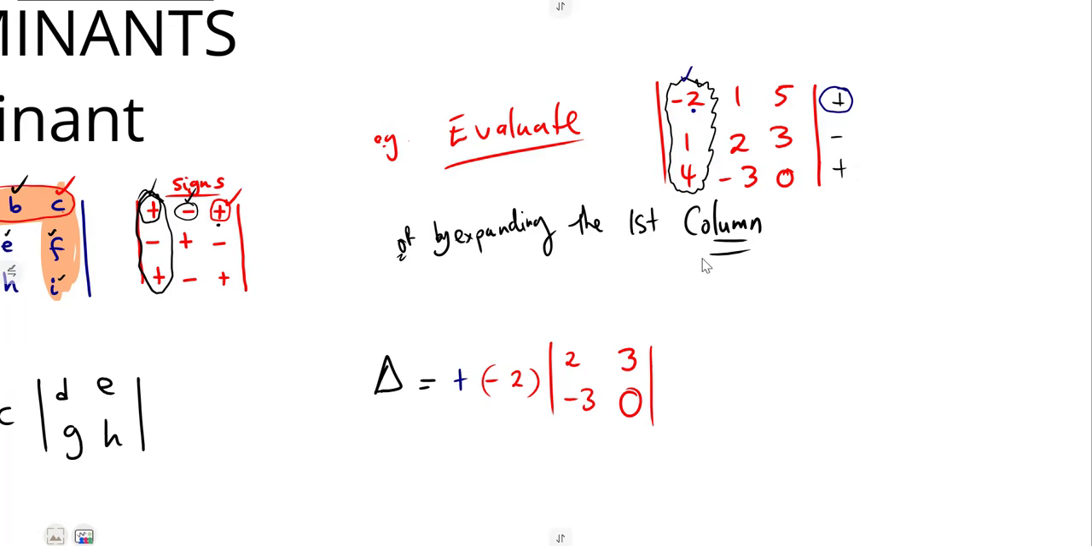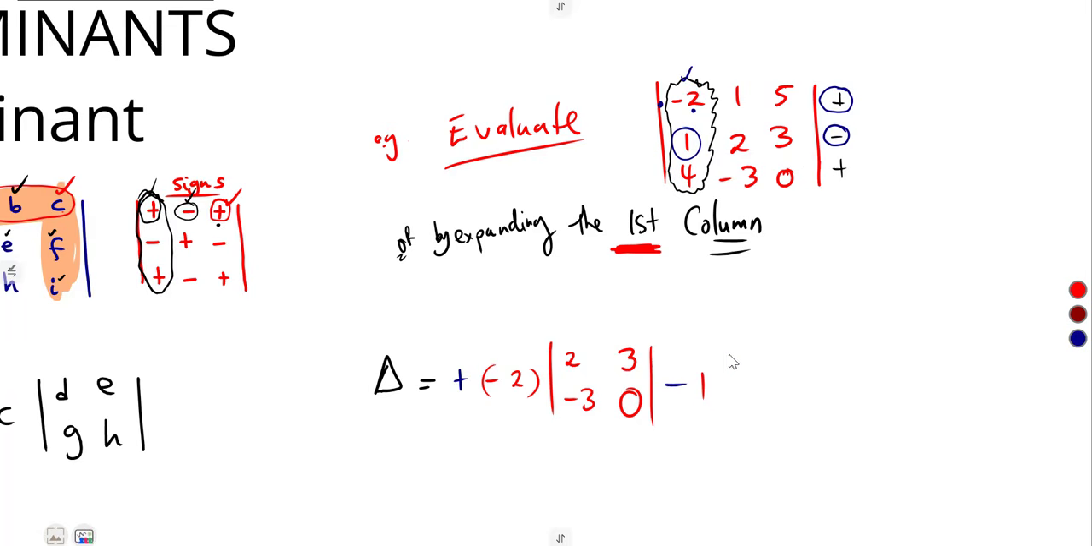Remember, we are expanding the first column. So we dealt with -2, we are done. We move on, going down to 1. 1 corresponds to a negative. So that's negative. Our element is 1.